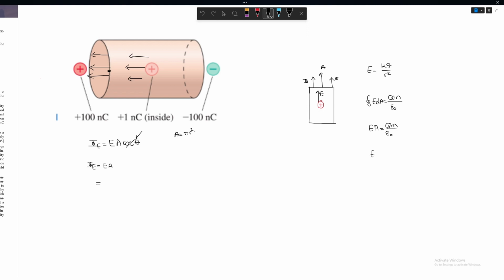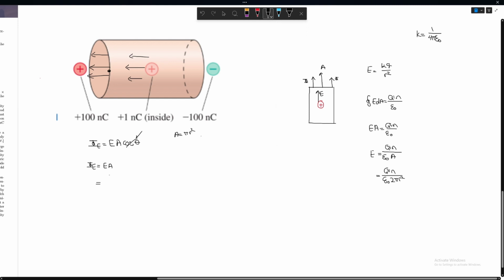And rearranging again, what I'll get is E equals Q_in over epsilon naught times my area. Now substituting my area in, what I'll get is Q_in over epsilon naught pi r squared. And you can actually see the similarities between this and this, remember your k is 1 over 4 pi epsilon naught. And so you could use either, and you'll get the same result. I'm going to use Gauss's law here.